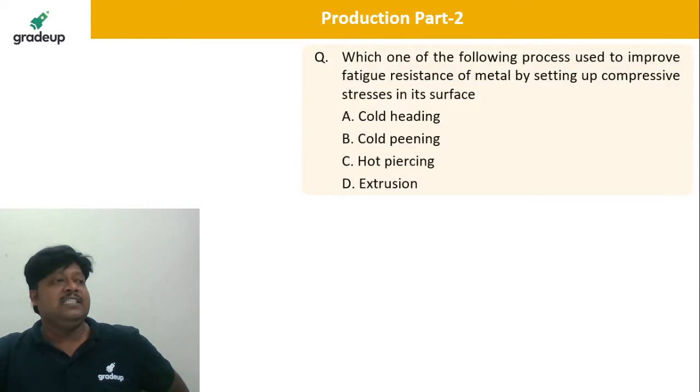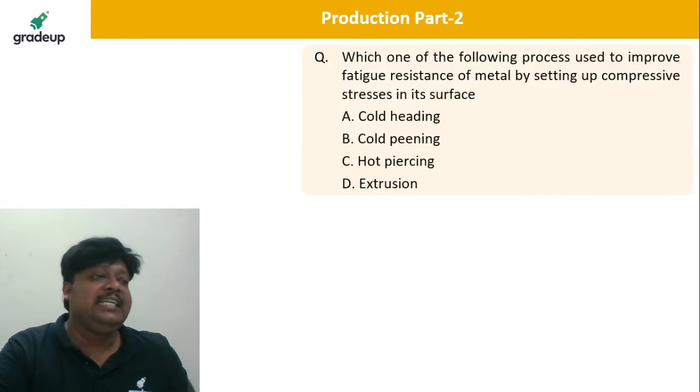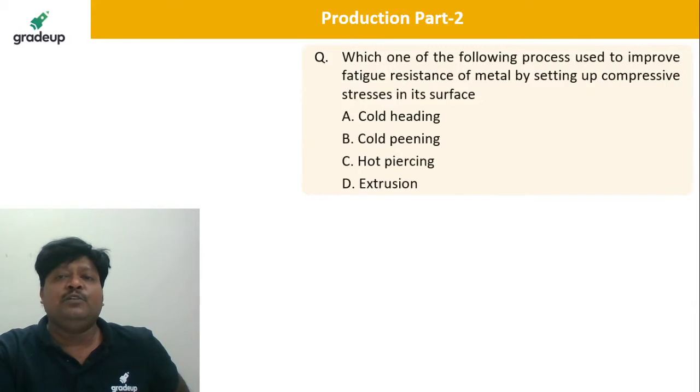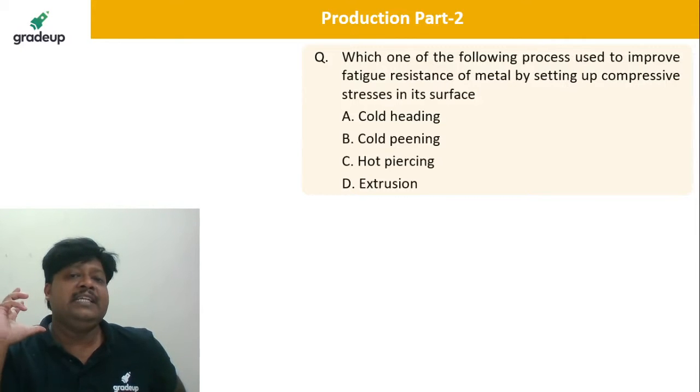This is also done. Take the next. Tell me what is the question. It is related to the fatigue resistance of the metal. How are we going to improve that? By setting up compressive stresses by shot peening, which is nothing but cold working. Again, B for Bombay.